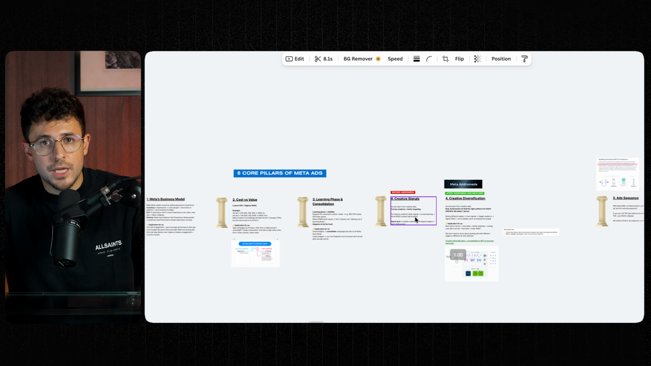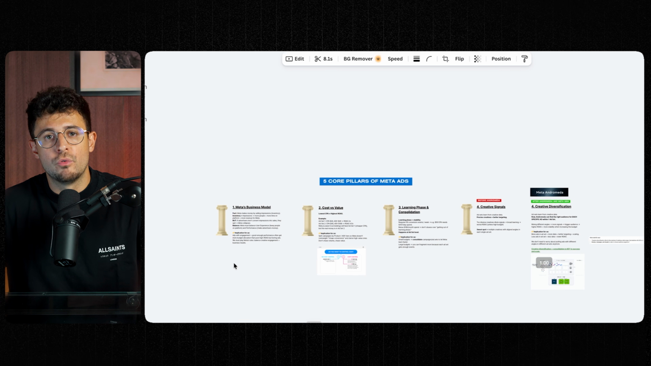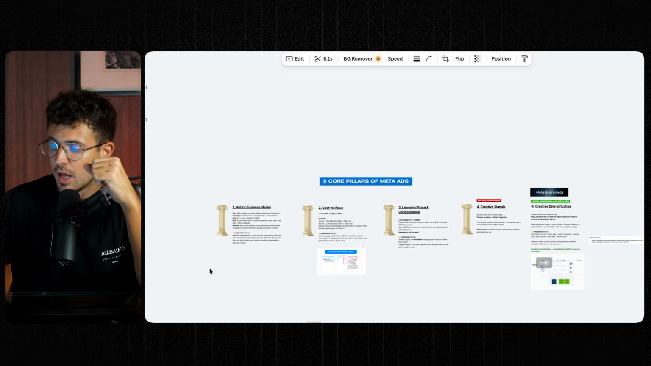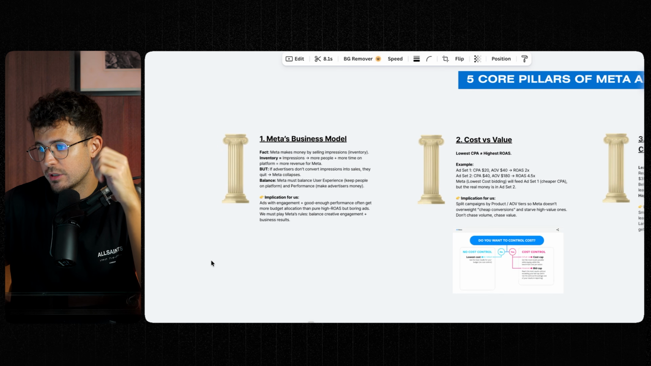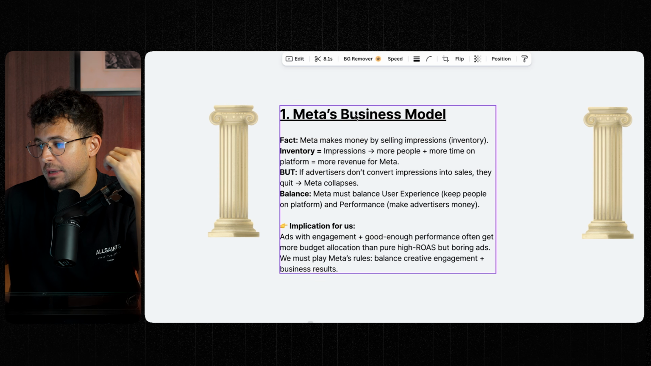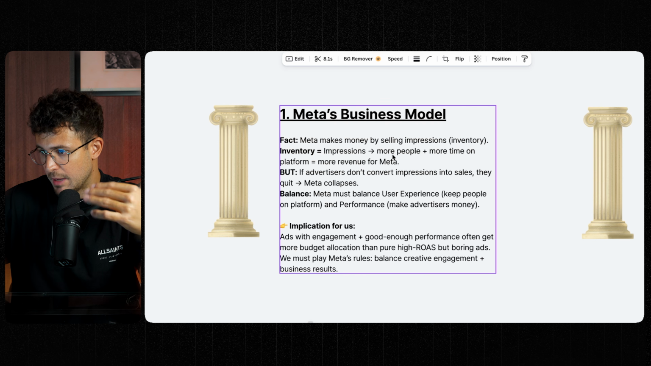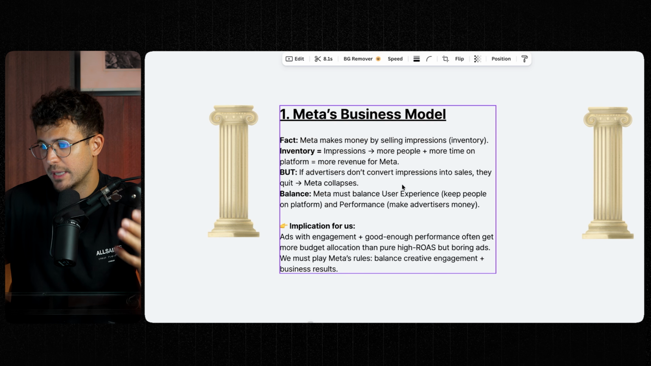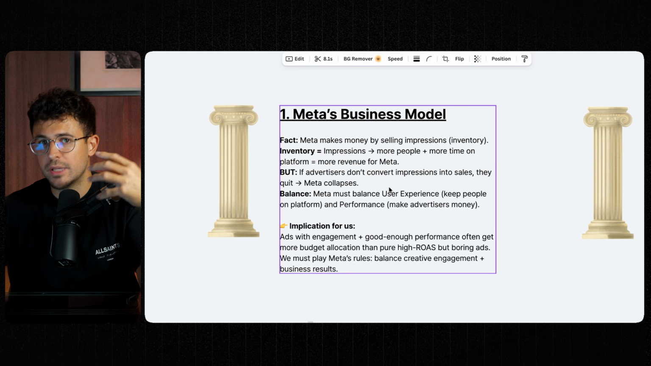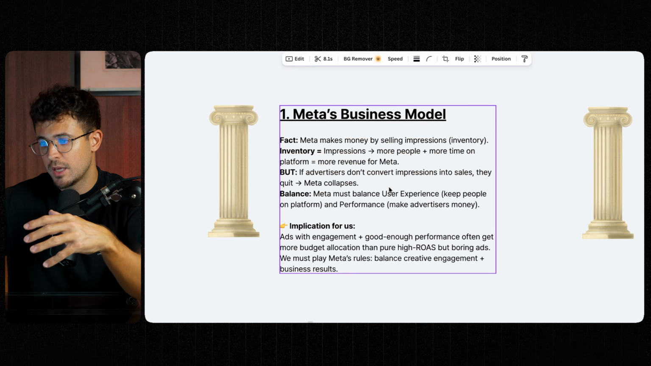So based on this new direction from Meta Andromeda and Gem, we can identify five core pillars of Meta ads that we will be using in order to create our Facebook ad account structure. The first one is the Meta business model. Meta makes money by selling you impressions, which is the inventory. So impressions equal more people, more time on the platform, more revenue for Meta. What you ideally want is to make sure that people have a very good experience on Meta, because by doing this, Meta is making more money, and ideally you're making more money.